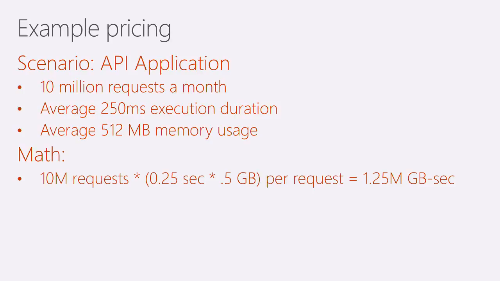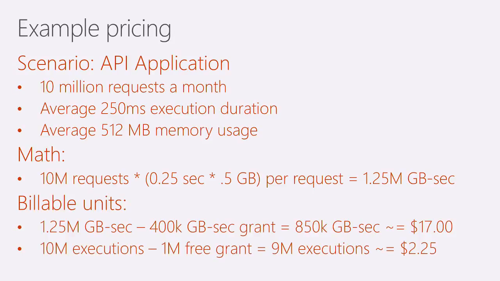If you just multiply it out, 10 million requests times 0.25 seconds and half a gigabyte, it ends up being 1.25 million GB secs. So if we subtract the free grant, we'll end up with basically $17 in gigabyte seconds and $2 for execution. So you were doing 10 million requests a month for just under $20 in this case, for some sort of reasonable workload, something that wasn't 100% trivial.